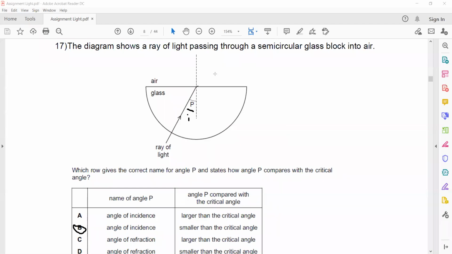And sir, how to know if it's critical? If the angle of refraction is 90. If this angle, the refracted ray, is 90, the angle of incidence is called the critical angle. But in this example, you can see here, this angle is not 90. So if the angle of refraction is not 90, the angle of incidence is not a critical angle. Clear? Yes, thank you a lot.